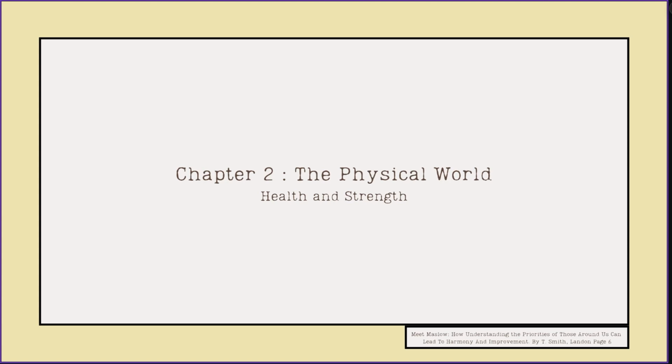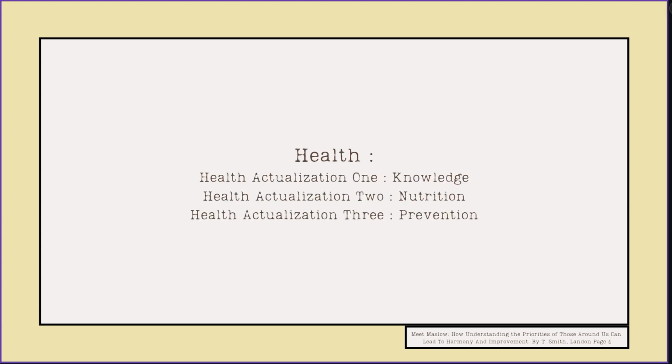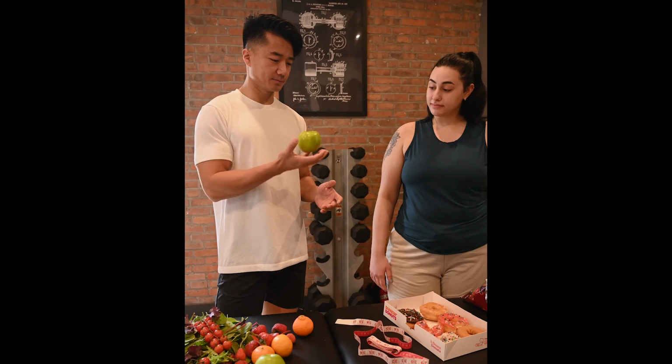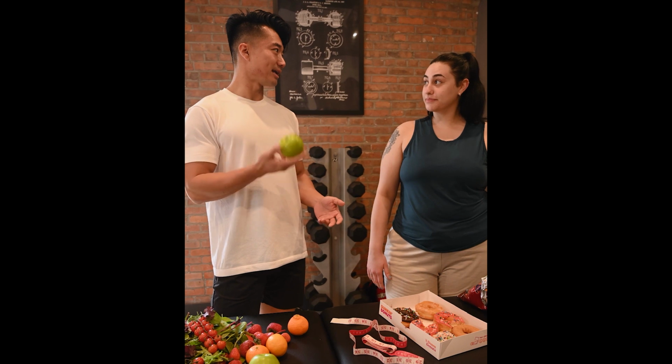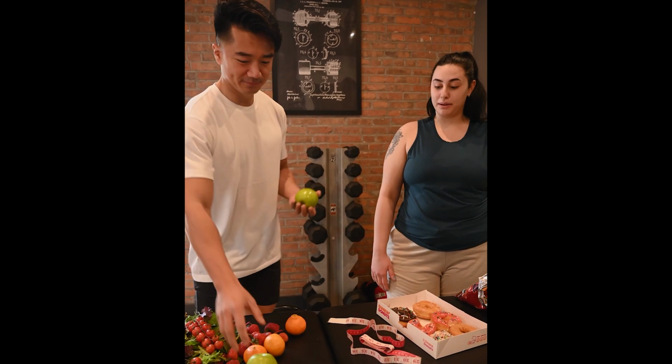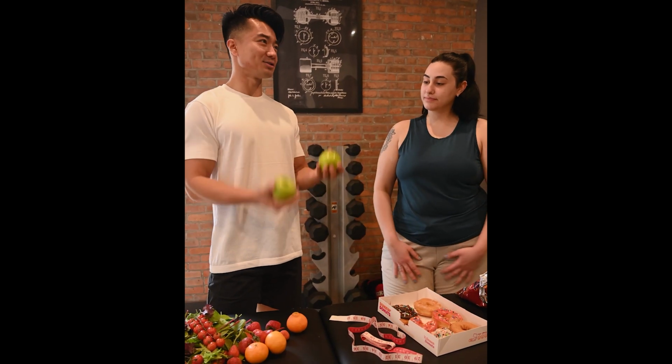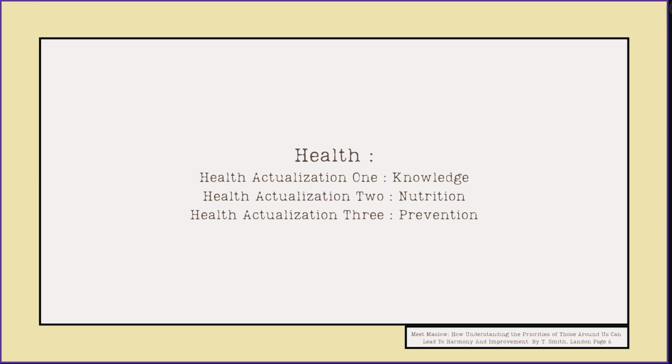Chapter 2, The Physical World. Health and Strength. Health actualization 1: Knowledge. There's so much bad information in regards to what is actually healthy. This is seen by how many times the government has changed its guidance on nutritional requirements. How does your character understand what they eat affects their body and mood?